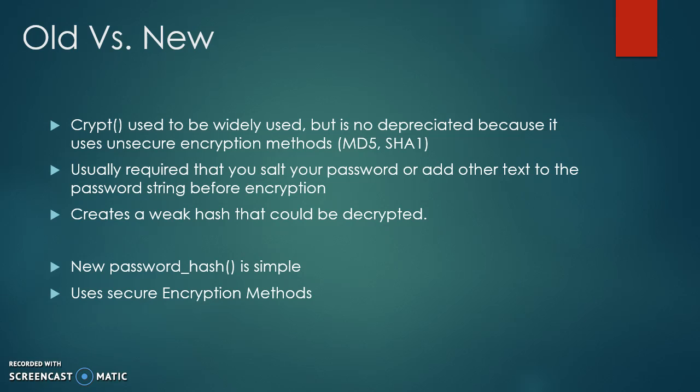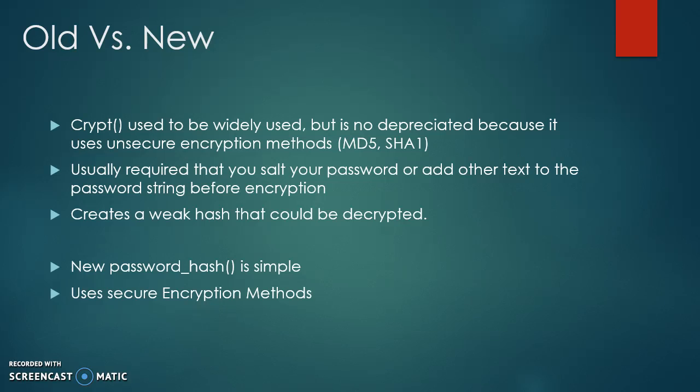Also, with the crypt method, you usually had to salt your password, which meant you had to basically merge two different strings together. So you had your password that your end user entered, and then you created this extra string that was added to that before it was encrypted. And then, again, it just uses a weak hash that could be decrypted.